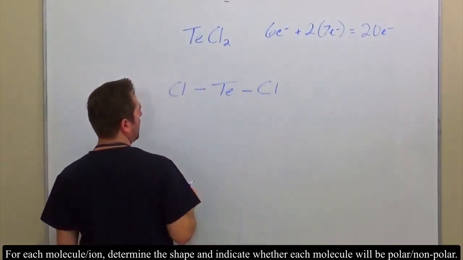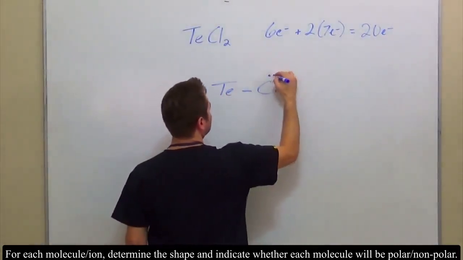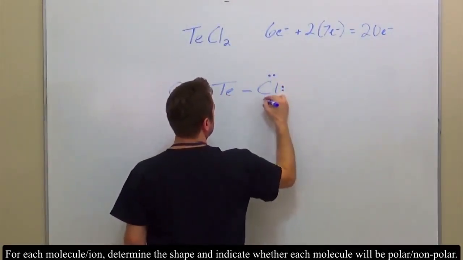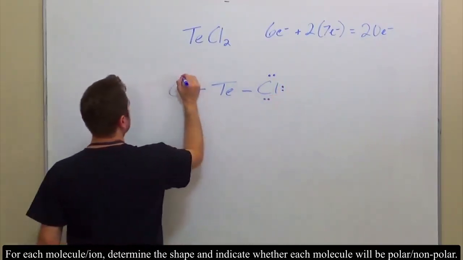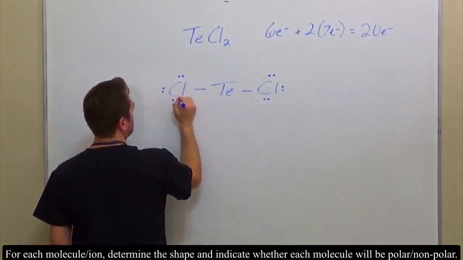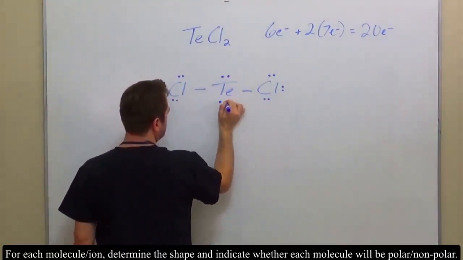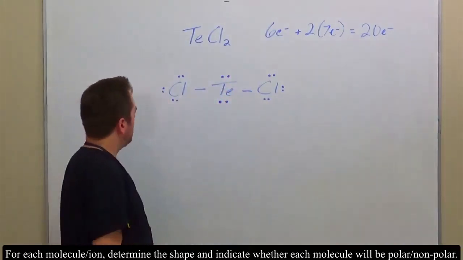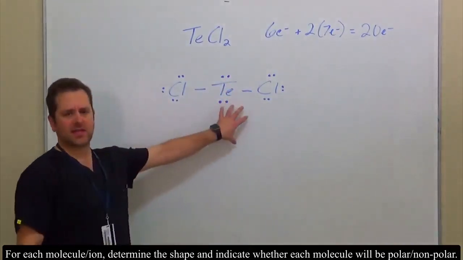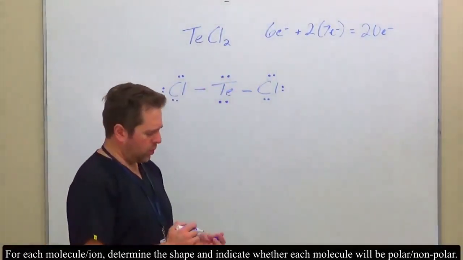Okay, let's account for 20 electrons. So far 2, 4, 6, 8, 10, 12, 14, 16, 18, and 20. All right? Yeah, good. Is there any resonance is the next question. The answer is no. This is the molecule. So what do we want to do now?